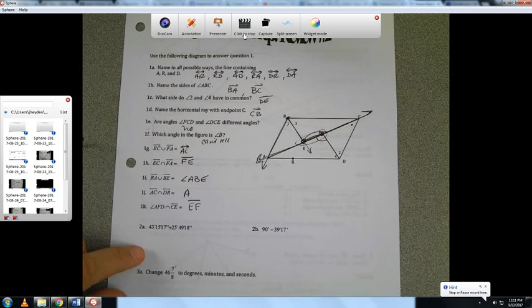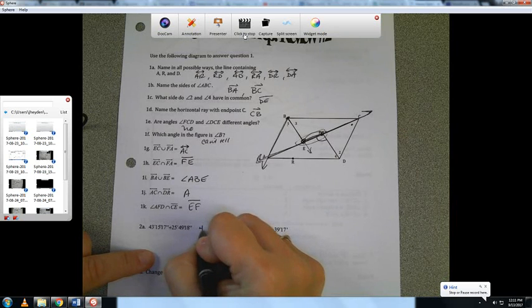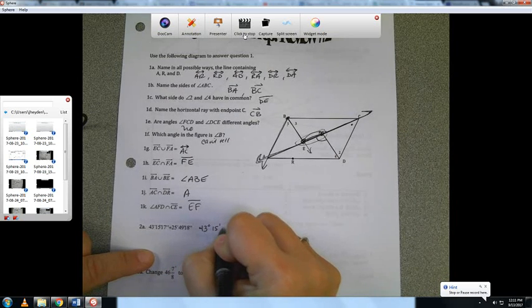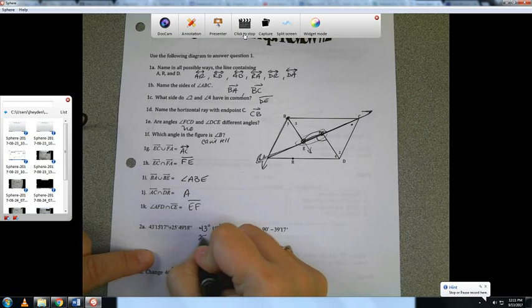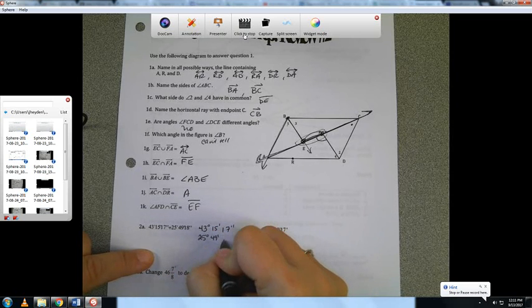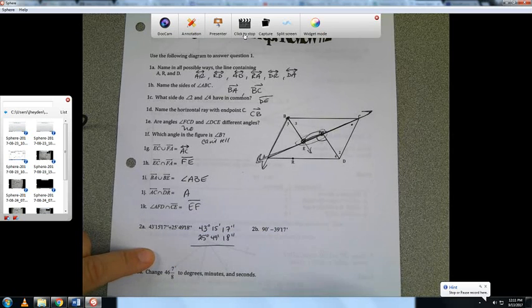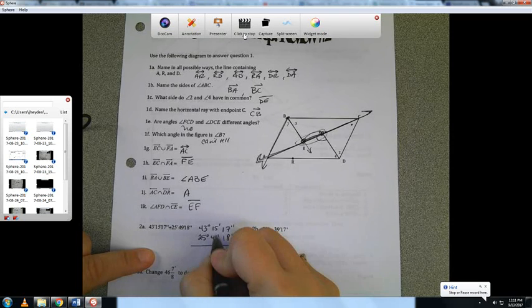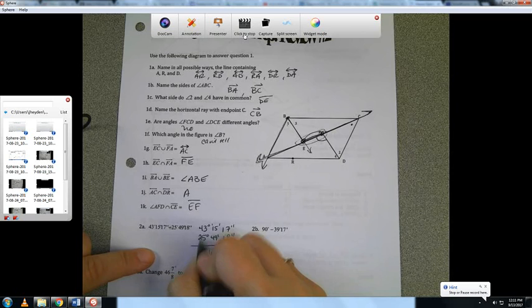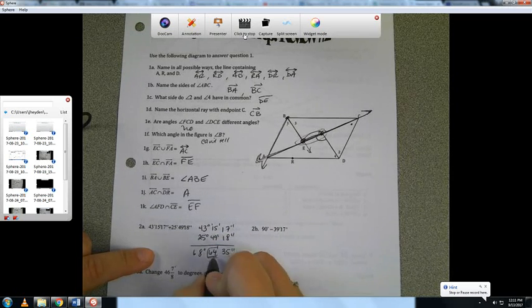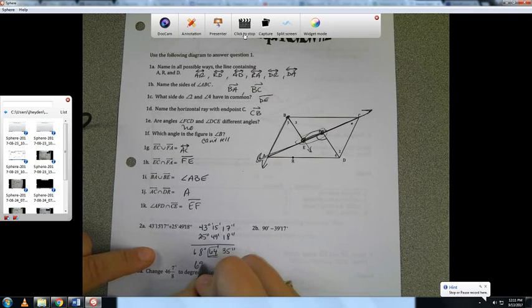2A, now we're going to add using degree minute second notation. So 43 degrees, 15 minutes, 17 seconds, plus 25 degrees, 49 minutes, 18 seconds. When I add these together, I get 35 seconds. 5 and 9 is 14, 64 minutes, which already my little alarm bells are going off because this is more than 60. So I'm going to take 60 of those minutes and turn it into a degree. I have 4 minutes left over, and I still have 35 seconds.